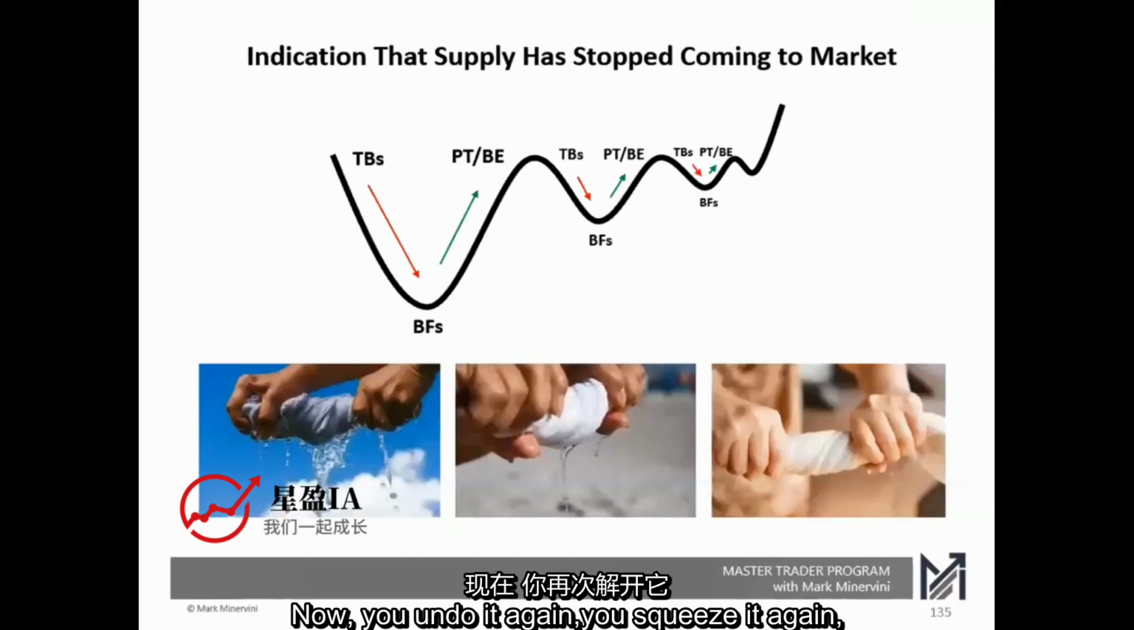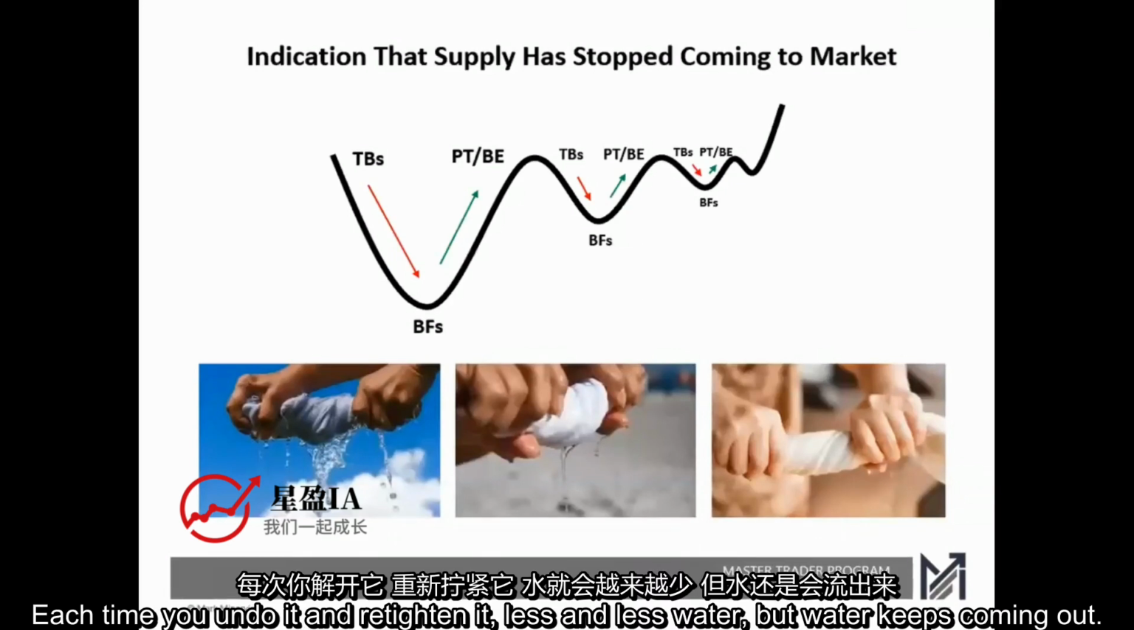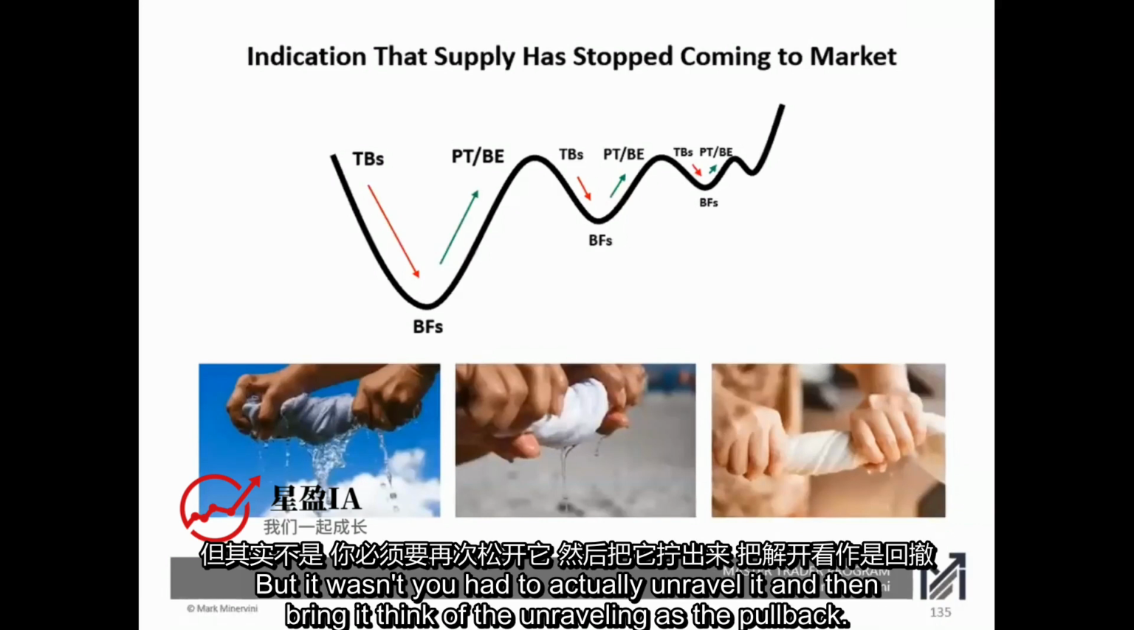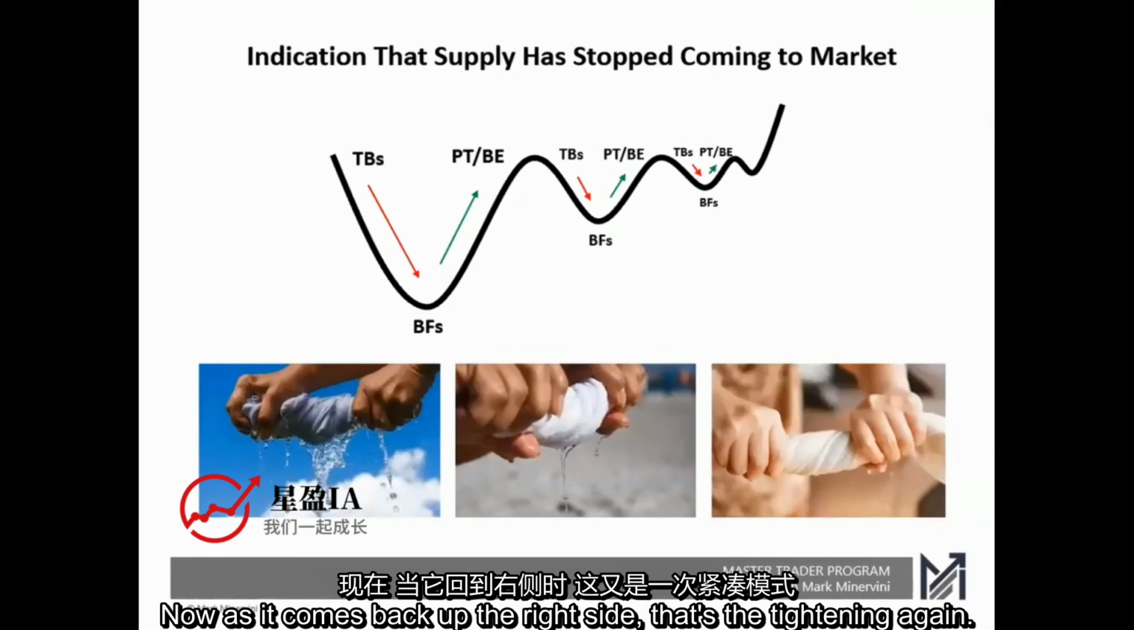So now you undo it again, and now you squeeze it again, and even a little more water comes out, but less than the last time. And each time you undo it and retighten it, less and less water, but water keeps coming out. It's almost like a magic trick where you thought all the water was gone, but it wasn't. You had to actually unravel it and then bring it back. Think of the unraveling as the pullback. Now, as it comes back up the right side, that's the tightening again.